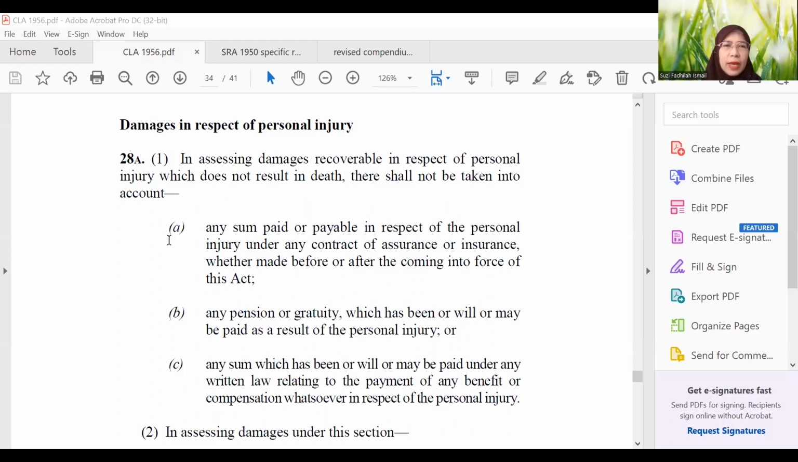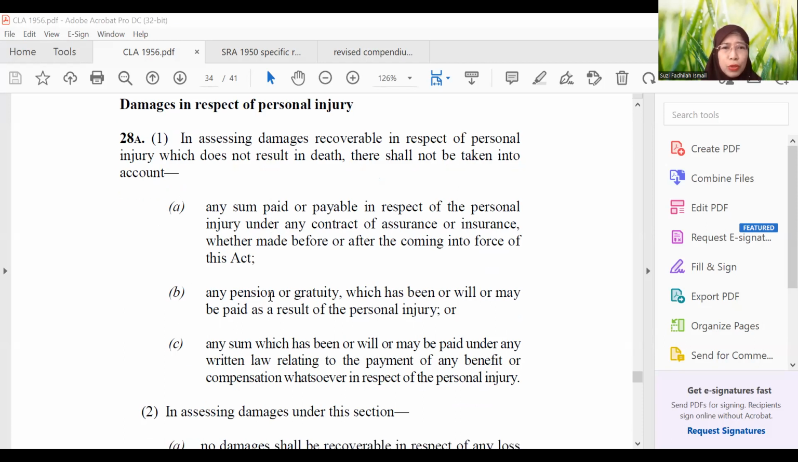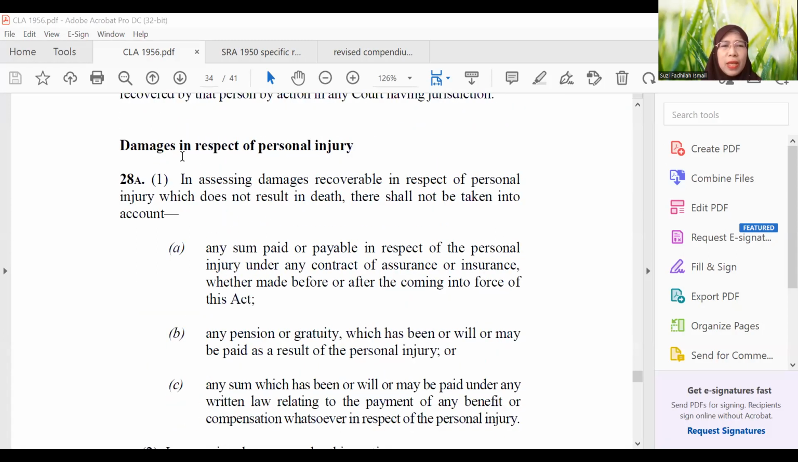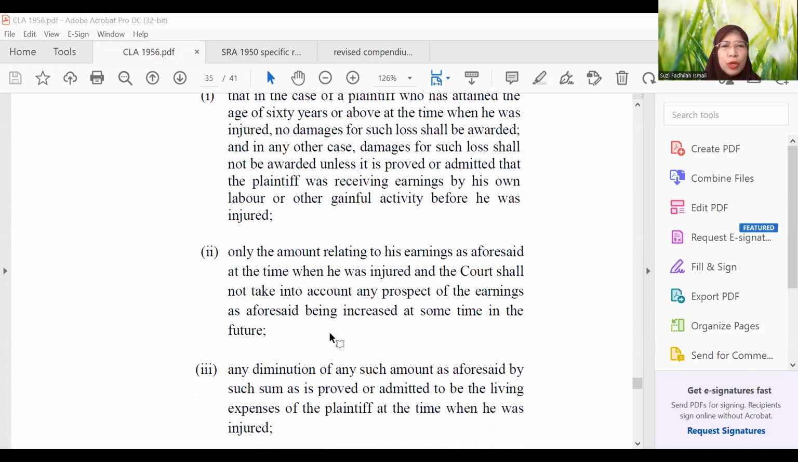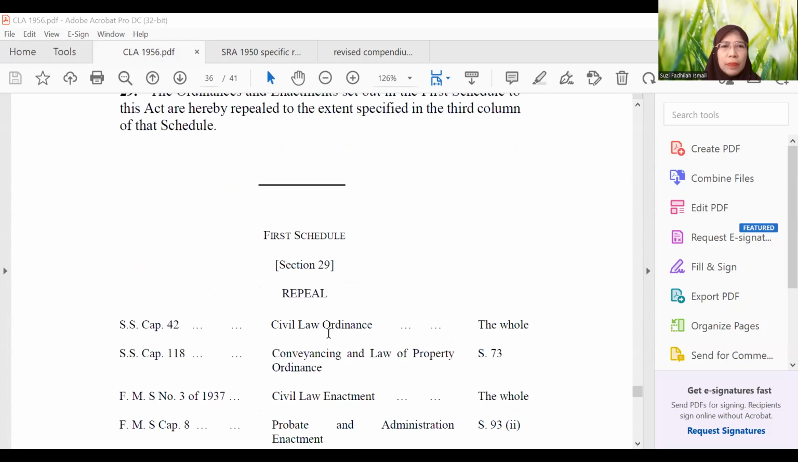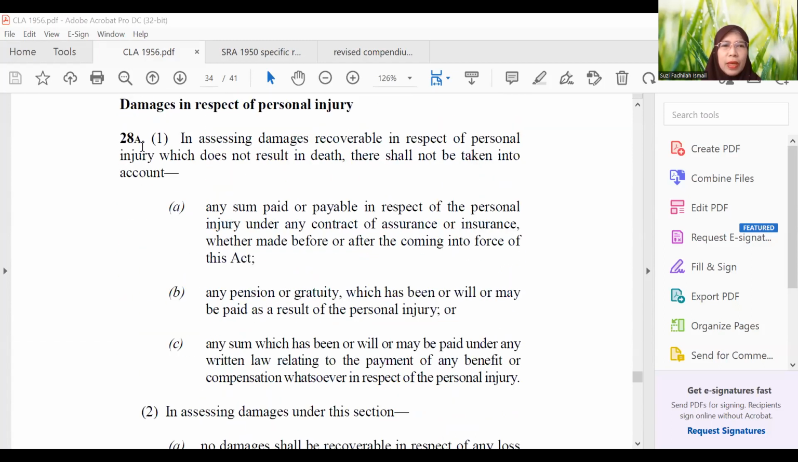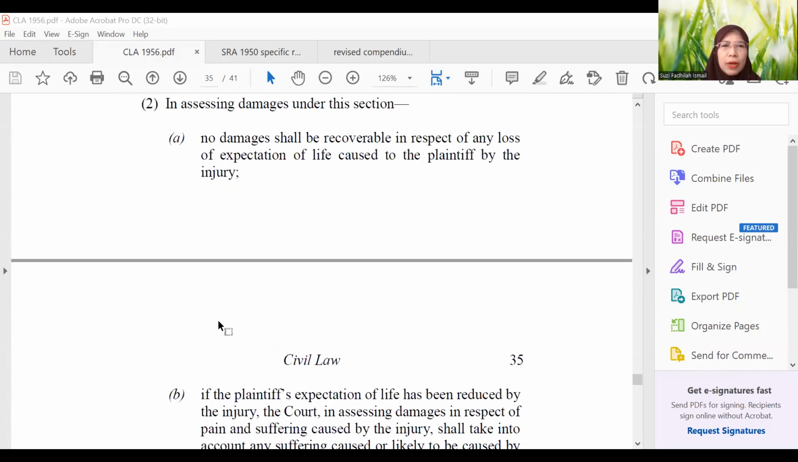So now this is the Civil Law Act 1956, which has been amended in year 2019, if I remember correctly, quite recent. We are focusing on section 28A. You can see the capital letter A, as amended after the amendment in the year 1984. Section 28A revolves around damages in respect of personal injury, which is our topic. You have a number of pages to go through, three pages, not many. Now we want to focus on 28A, subsection 2, (a) and (b).